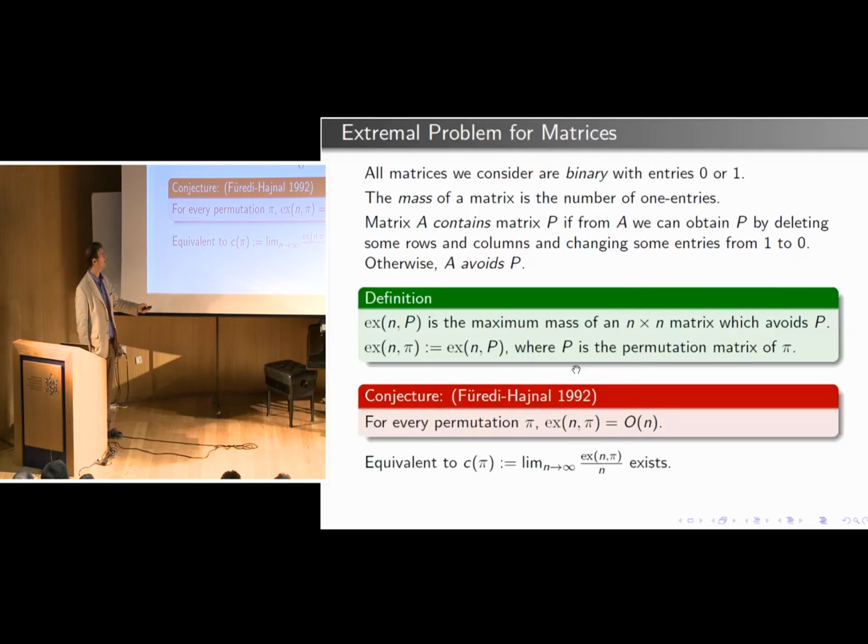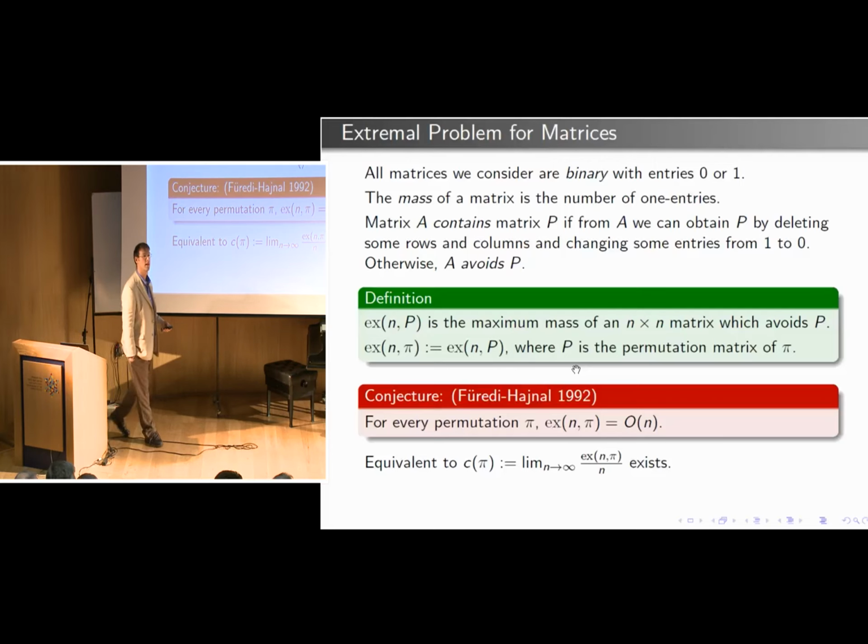This is equivalent to the existence of the Füredi-Hajnal constant, c of pi. This is the limit of this extremal number divided by n. The reason that this is equivalent is very much the same as why the Stanley-Wilf limit is equivalent: this extremal number is super additive. And this is a simple exercise, similar to the proof that we saw there.